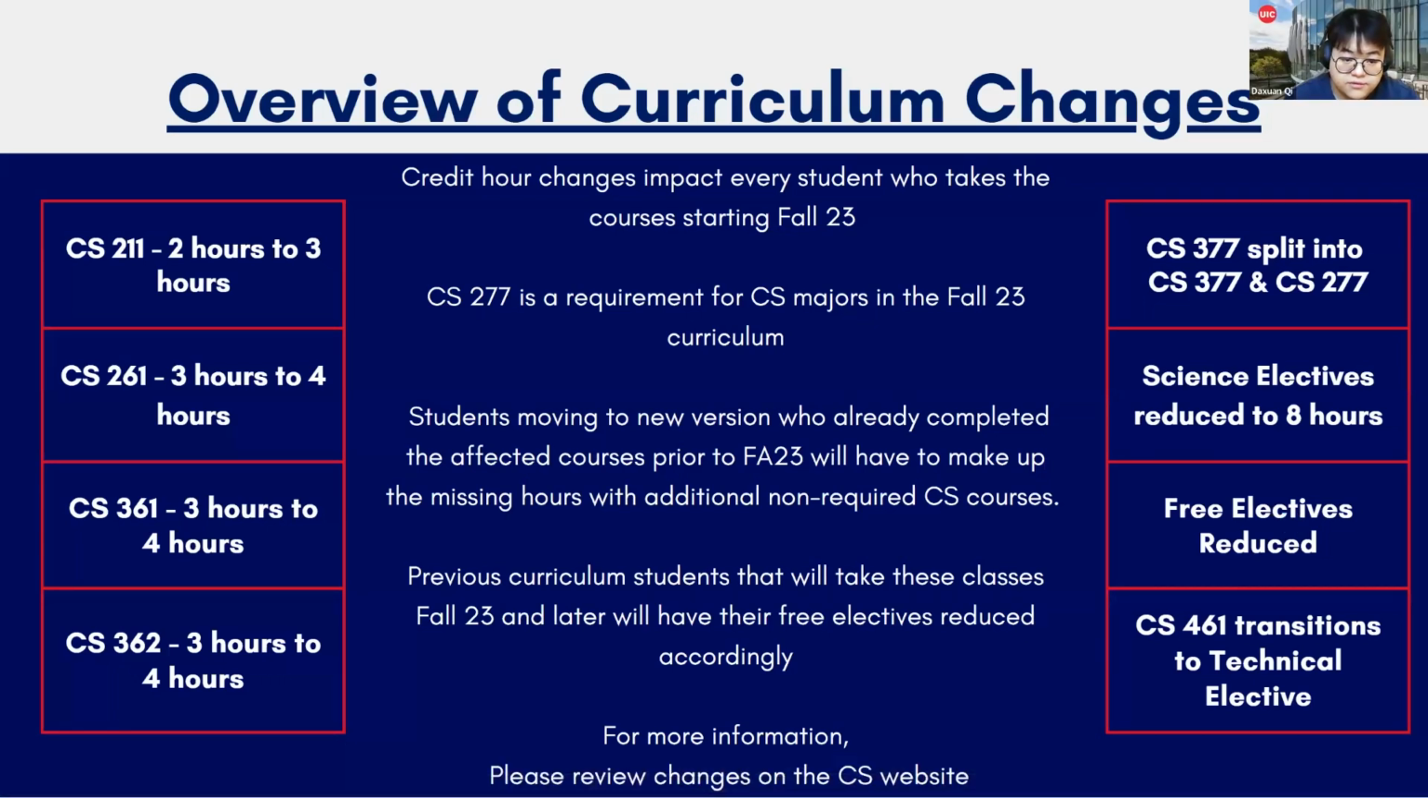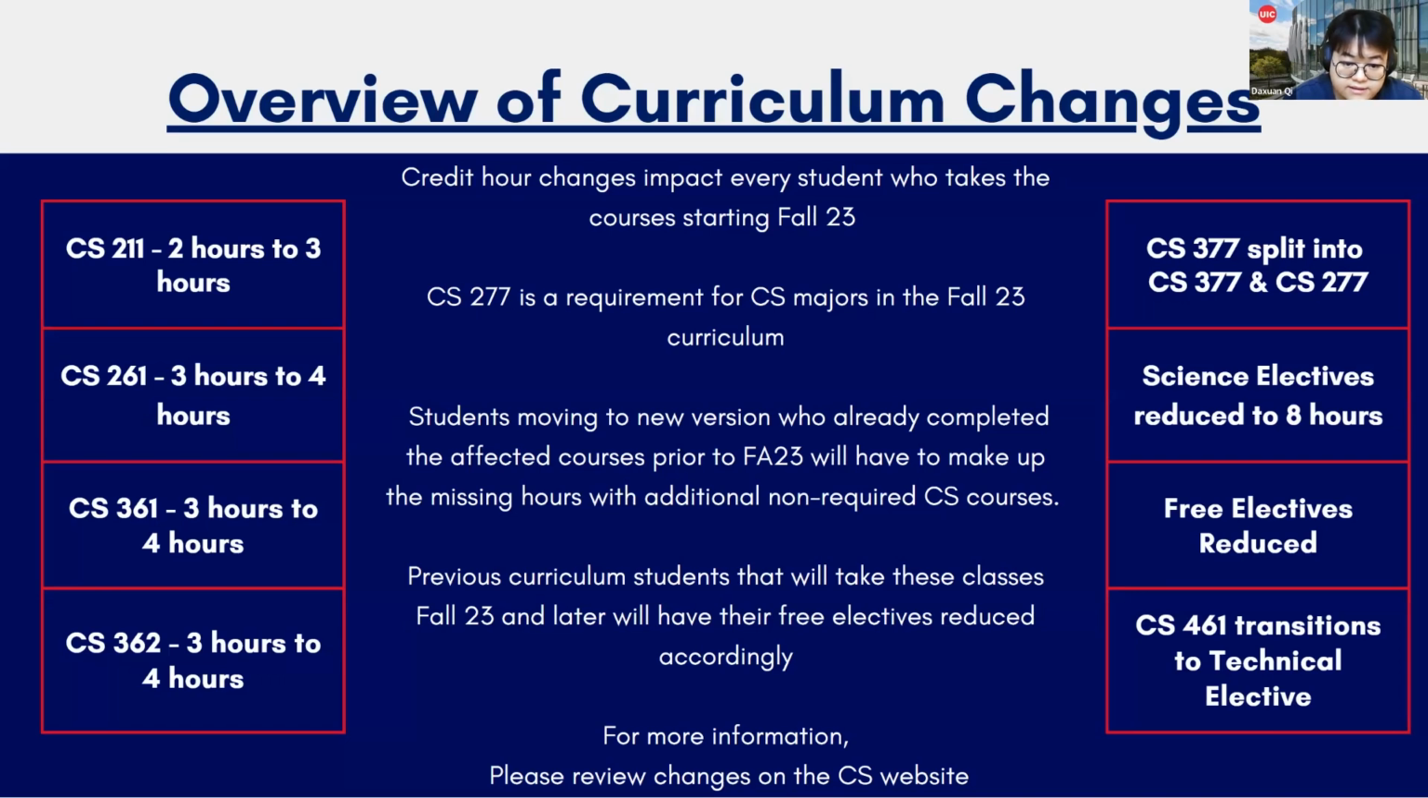Here, we're going to talk about the curriculum changes. First, the previous curriculum is only accessible to students who were admitted to their computer science major earlier than fall 2023. The following courses' credit hours have been increased by 1 hour each: Computer Science 211, 261, 361, 362. Moving forward, this will impact everyone regardless of which major or curriculum you are in. Students switching to the new curriculum that have already completed the courses listed prior to fall 2023 will have to make up the missing hours with additional or non-required computer science courses.